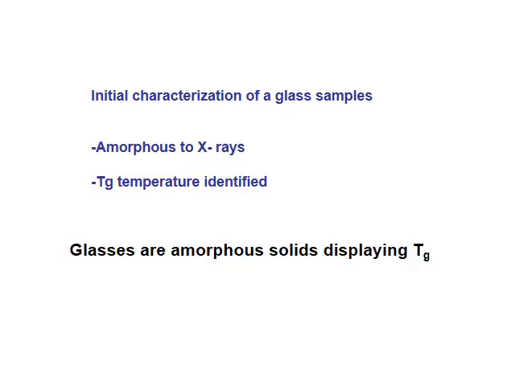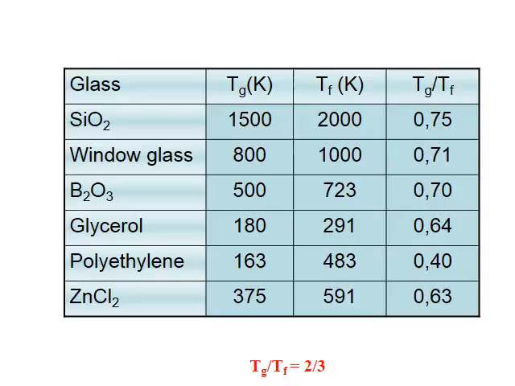Therefore, after all this discussion, we can say that glasses are amorphous materials displaying Tg, even though sometimes it can be difficult to identify Tg. In this table, you have some values for Tg and Tf for some glass formers. The ratio Tg over Tm is usually used to classify glass formers. It's experimentally observed that this ratio falls in the range of 2/3 for good glass formers.